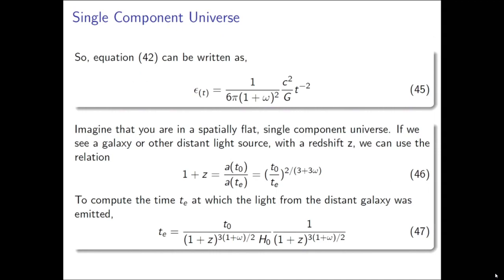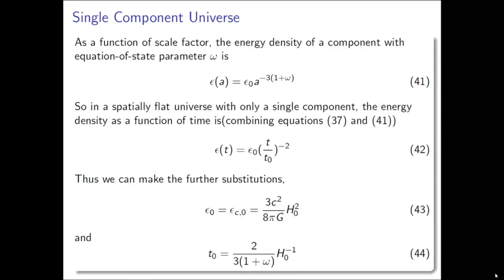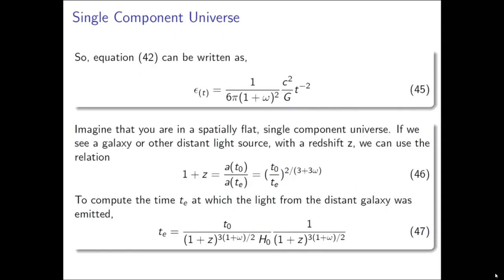of the universe. So if we see a galaxy in this universe or any distant light source with redshift z, we can use the relation 1 plus z is equal to a of t naught by a of te, that is the scale factor at the time of observation divided by the scale factor at the time of emission of the light. That is given again by the equation that we have seen before in terms of the scale factor. So we can say t naught by t to the power 2 by 3 plus 3 omega.